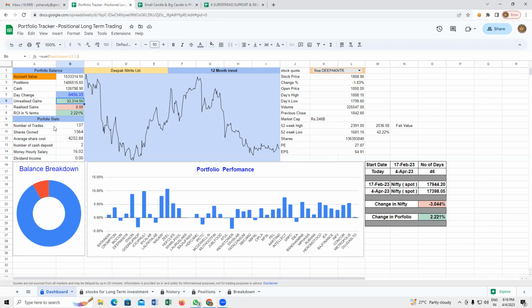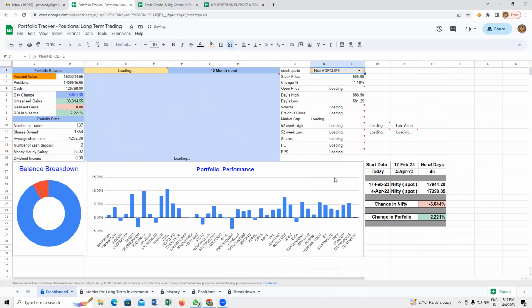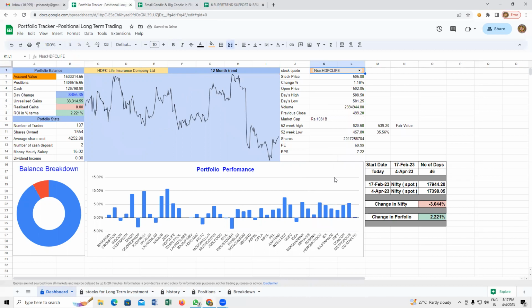So we can get a clear picture: how many trades have been taken, what is the total number of shares owned, what is the average cost, how many times we have deposited cash, what is the monthly salary, hourly salary, and the dividend income. Here we are also getting a chart which displays the 1 year change in that particular script. You can use this drop down box and select any stock to decide what is the general move of that stock over a period of 1 year.